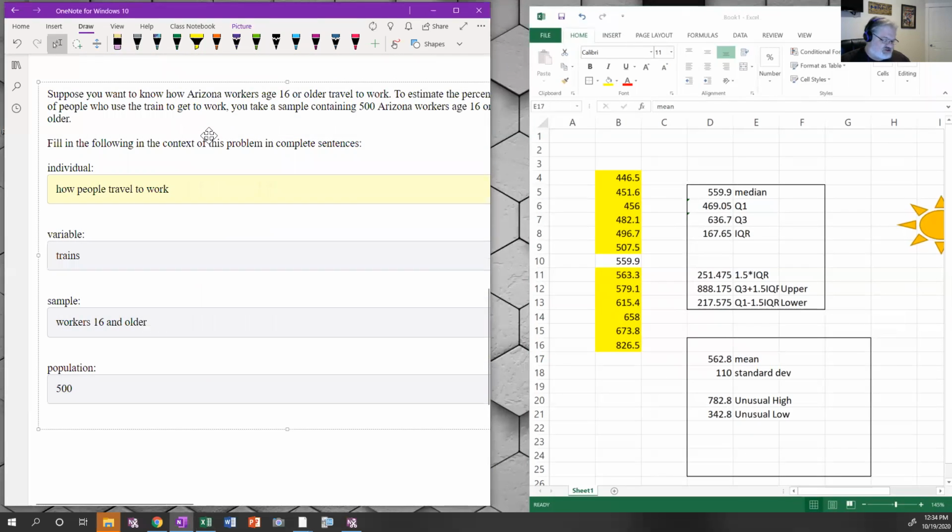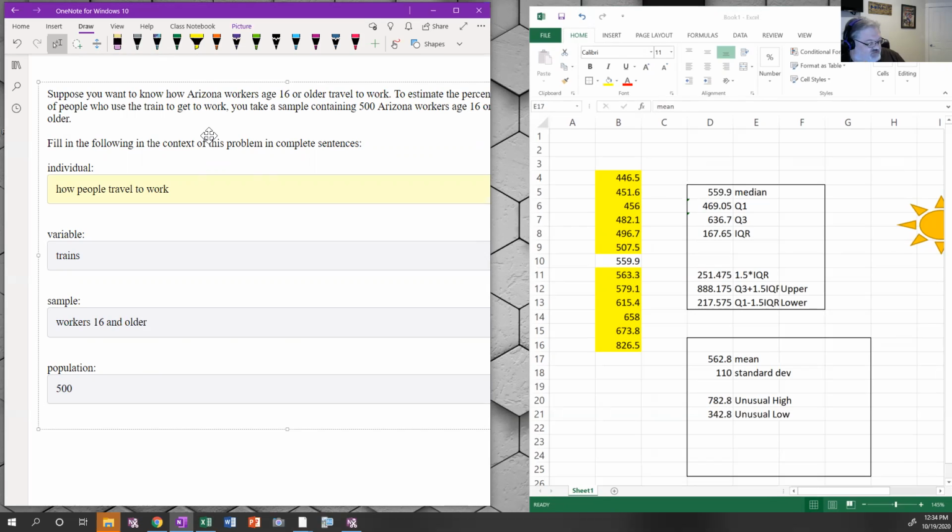There were a couple different versions of this question. One was flu vaccines, another was pass fail on tests. So I'll try to talk about those two in here. But these are tough, or can be tough to get right. So here, you want to know Arizona workers age 16 or older that travel to work, estimate the percentage that use the train to get to work. Your sample contained 500 Arizonians, workers age 16 and older.